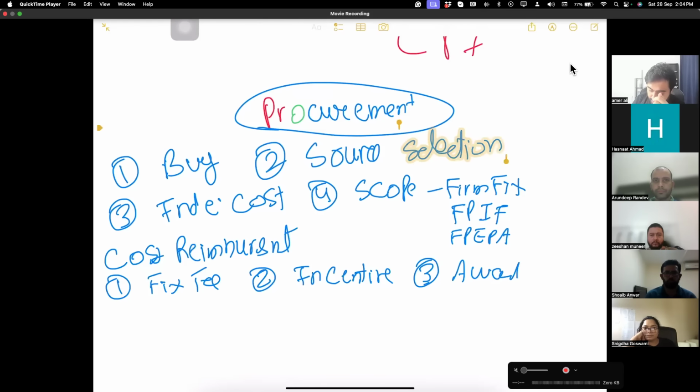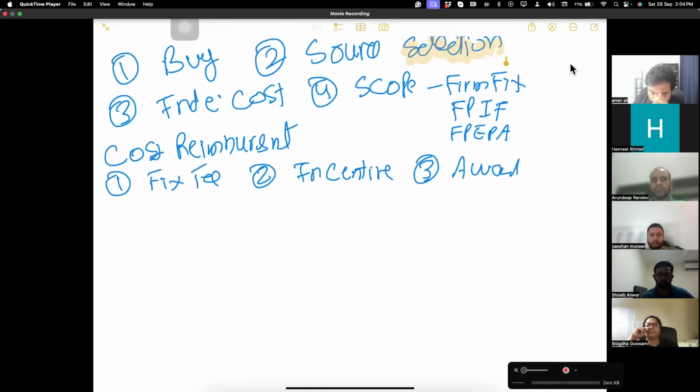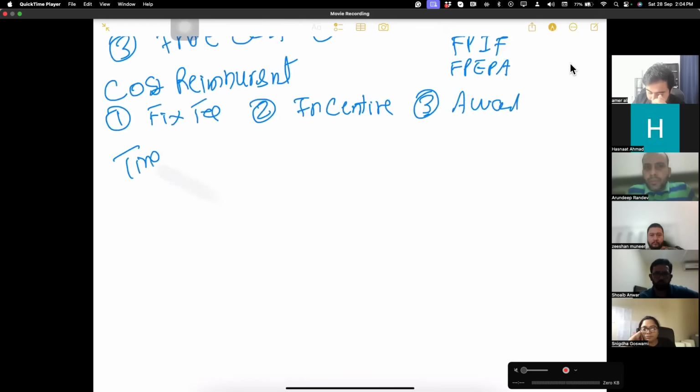If your work is based on a subscription model, time and material can work. It has benefits as well as disadvantages. The benefit is that you pay for what you get. The problem is that your requirements can change, so you have more risk. So you choose the contract according to your requirement.